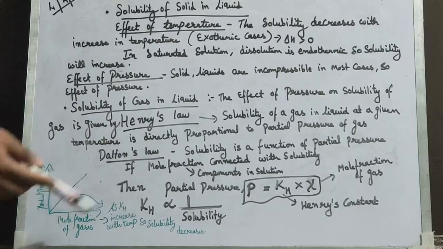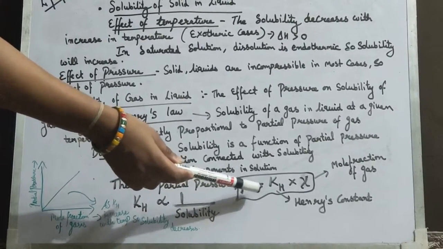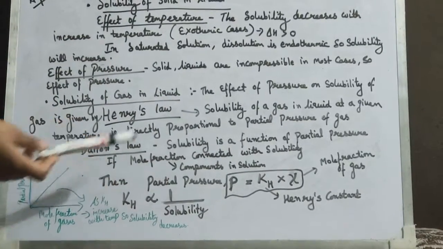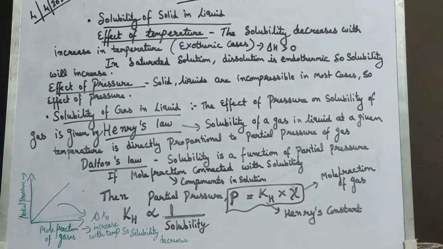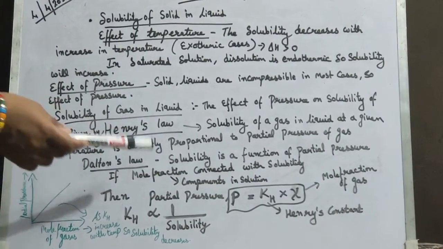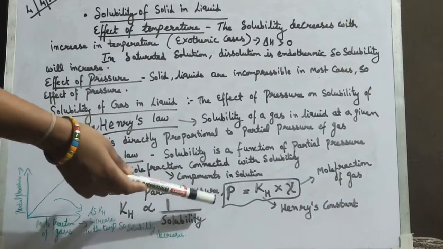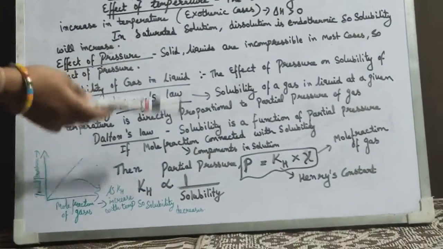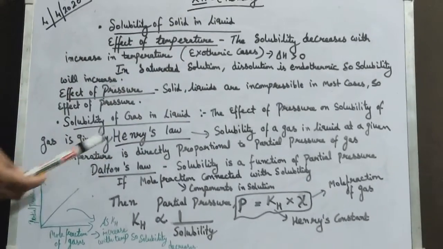So therefore, if I take the partial pressure, then partial pressure is directly proportional to the mole fraction of the gas. And if I remove that proportionality, you have a term called Kh, which is Henry's constant, right? Now this is the expression of Henry's law, that is, the partial pressure of the individual gases is directly proportional to the mole fraction of the gas. And our second definition is according to the solubility.